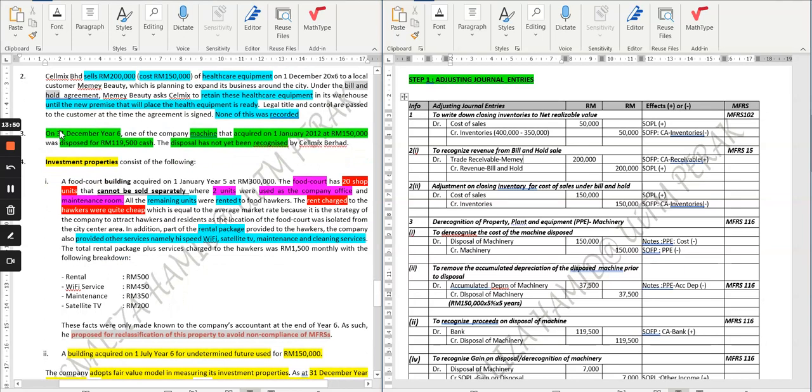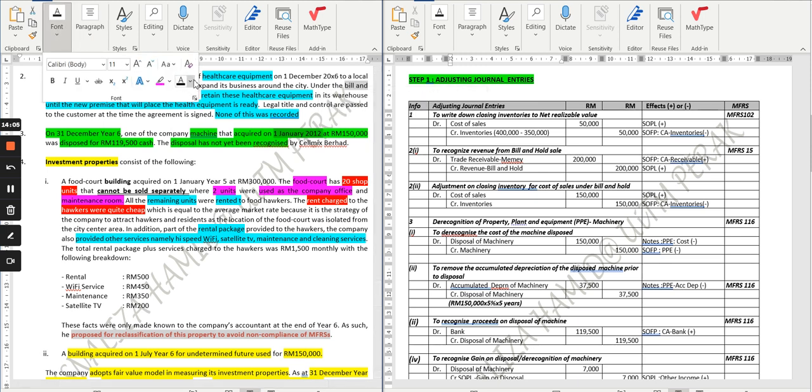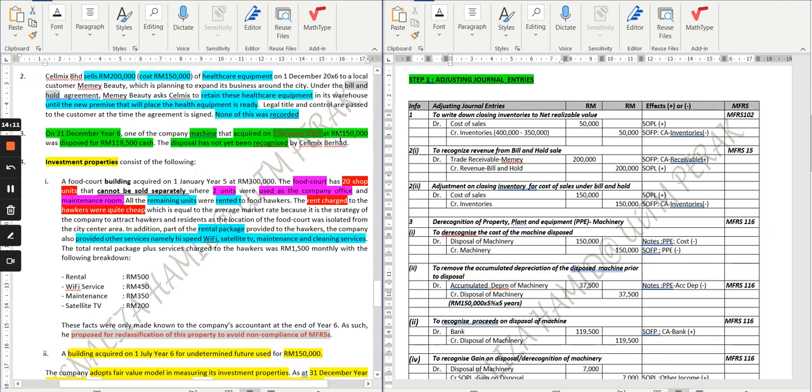Next is number 3. On 31st of December, year 6, one of the company's machines, which is a PPE that was acquired on 1st of January 2012. Okay, 1st of January 2012 is the date of acquisition of the machine, and it was acquired at 150,000. That machine that was acquired in 2012 here is actually year 2. I will make a little correction here. Year 2, at 150,000, was disposed of for 119,500. The disposal has not yet been recognized by Cellmix.